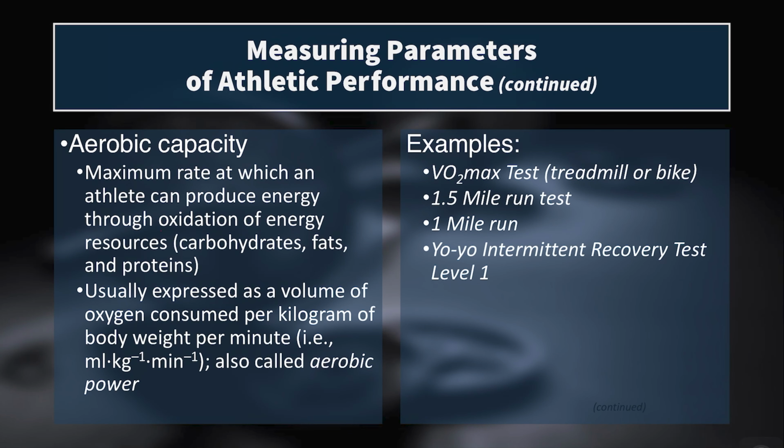So next we have aerobic capacity tests. This is testing the maximum rate at which an athlete can produce energy through oxidation of energy resources. Okay, so that slower oxidative energy system. Usually this is expressed as volume of oxygen consumed per kilogram of body weight per minute. So milliliters per kilogram per minute. And this is also called aerobic power. The most common example of this is the VO2 max test.